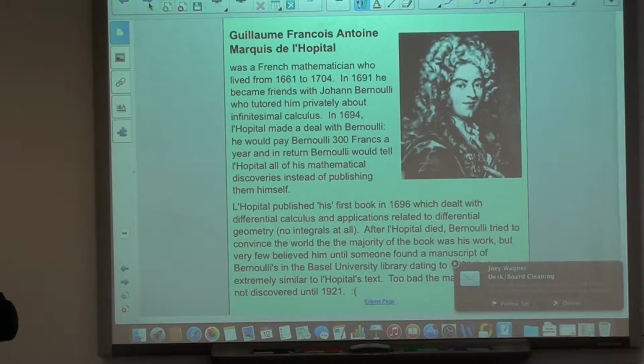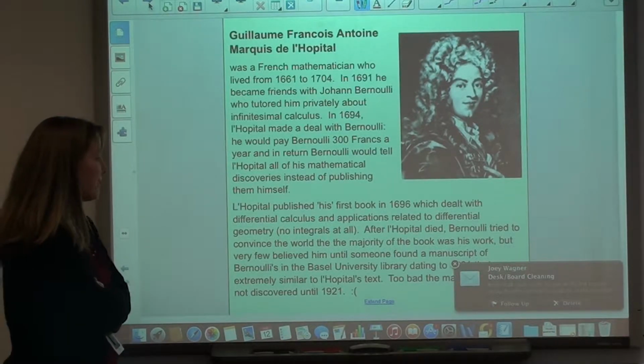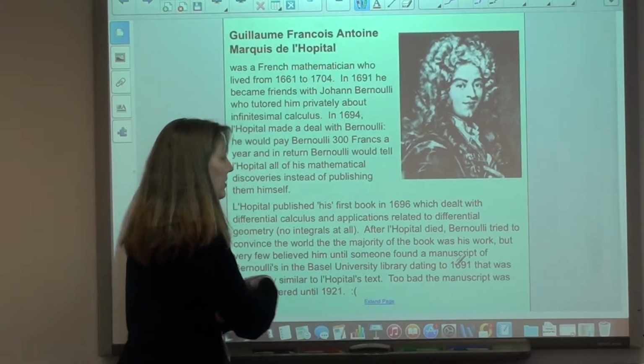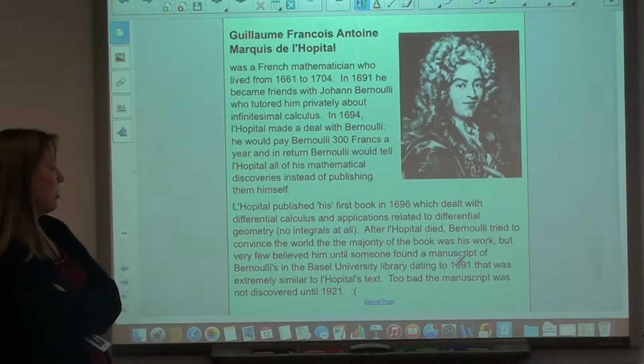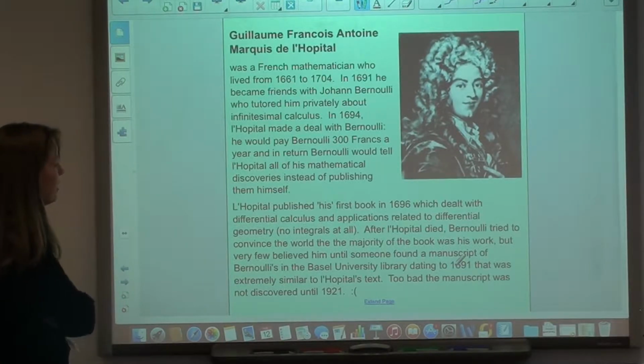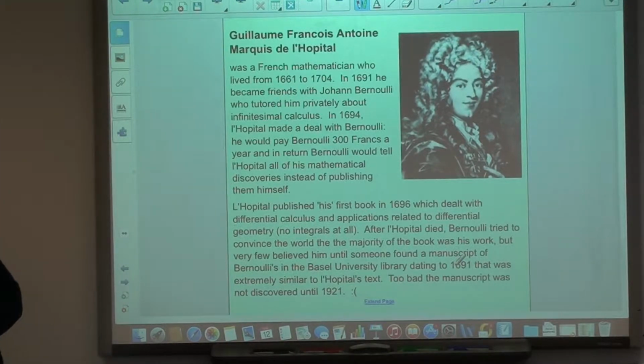So in 1696, L'Hôpital published his first book. This is all on differential calculus and differential geometry. If you want a serious challenge in college, say after you finish Calc 1, Calc 2, Calc 3, this is kind of Calc 2, right? You can take Calc 3 with Mr. Thomas next year. But anyway, after you finish all of your regular calculus, try differential geometry.